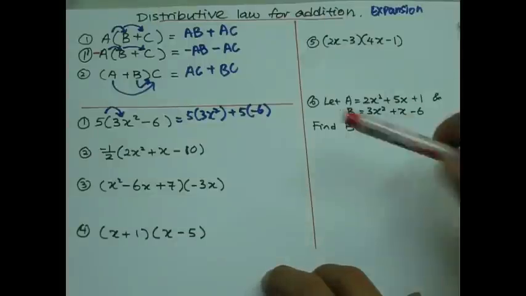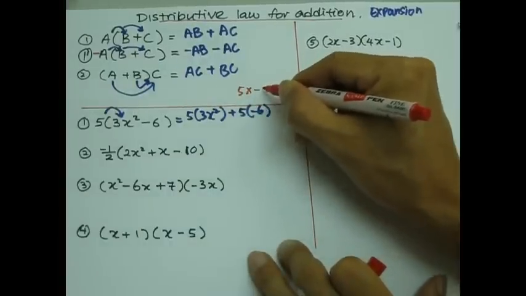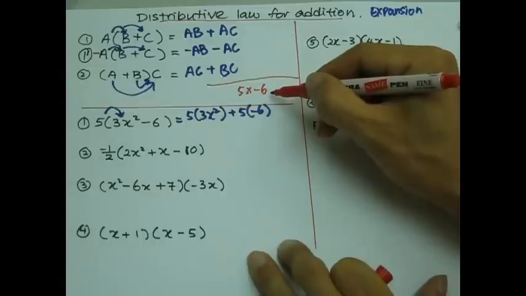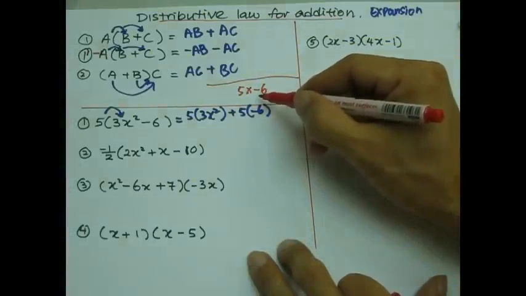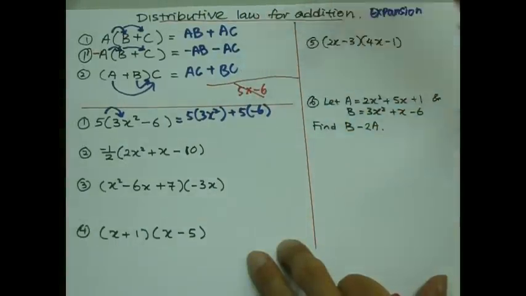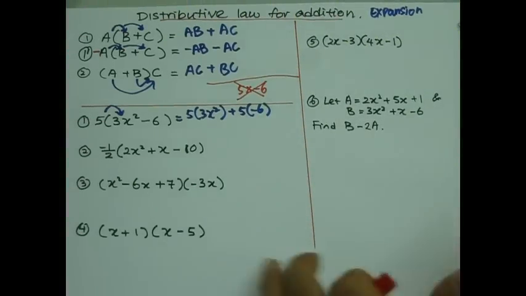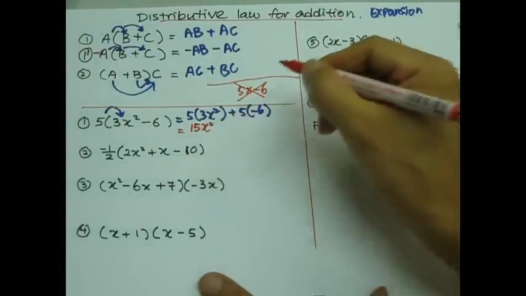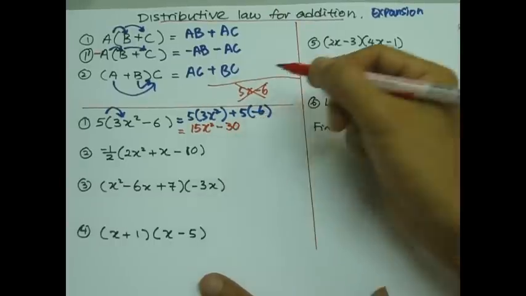Now you can see that this is preferred rather than having 5 times negative 6. This is an example of poor communication, because you cannot have a multiplication sign followed immediately by a negative sign. You don't see this in any textbook, so you shouldn't write this. This is not conventional. Instead, use a bracket, for example, like this. So 5 times 3 is 15x squared. 5 times negative 6 is minus 30.